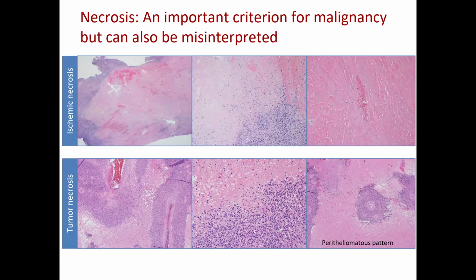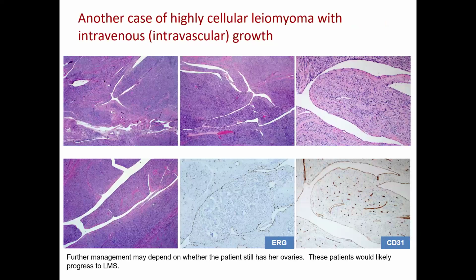In other words, is this going to be a bad tumor, leiomyosarcoma? Or am I just looking at ischemic necrosis as a degenerated leiomyoma? Maybe it is cellular leiomyoma with degeneration. Some of the highly cellular leiomyomas may even look like this. What is so special in this case? And I want to raise your sensitivity to this appearance.